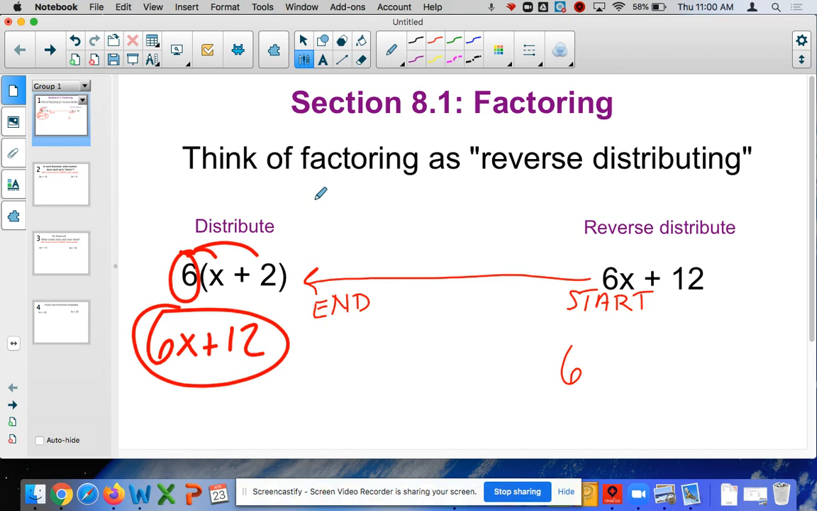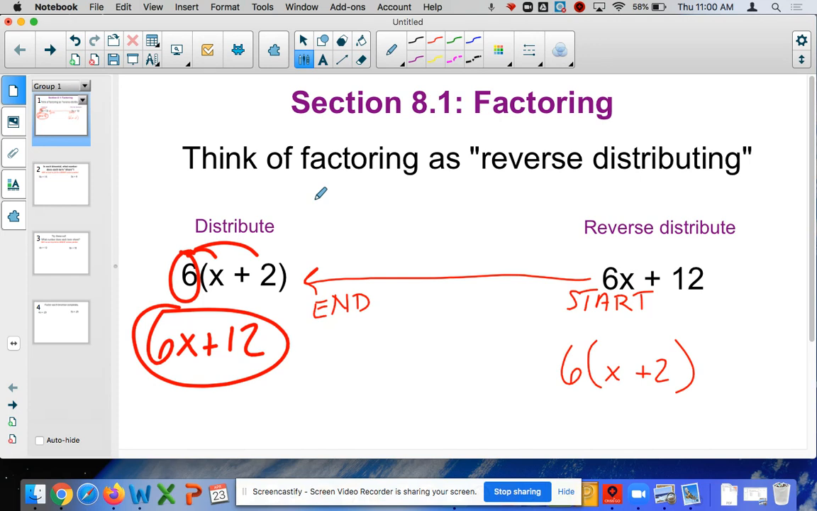So we write a 6 down. As soon as we write that 6, we have to write some parentheses, because we're pulling it out of both numbers. And now we ask, okay, 6 times what gets me 6x? I know that's just regular x, because if I take 6 times x, just like I did in that first distribution, I get that 6x. So we're on the right track. Now we ask ourselves, 6 times what gets me 12, a positive 12? So take 12 divided by 6, and what do you get? 12 divided by 6 is positive 2.